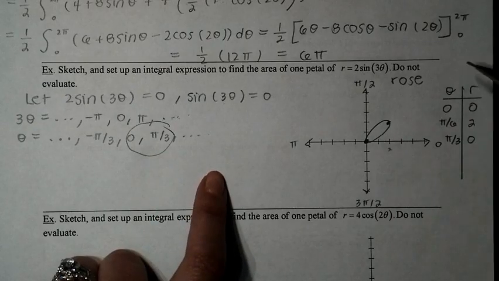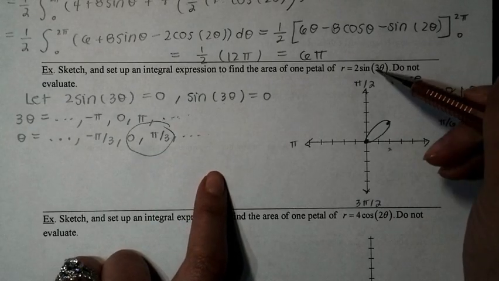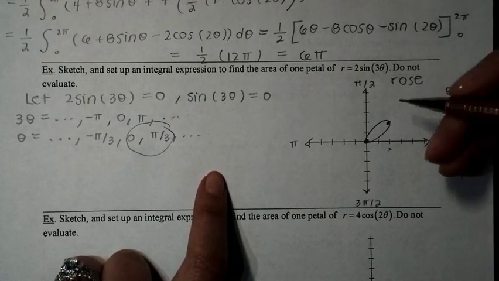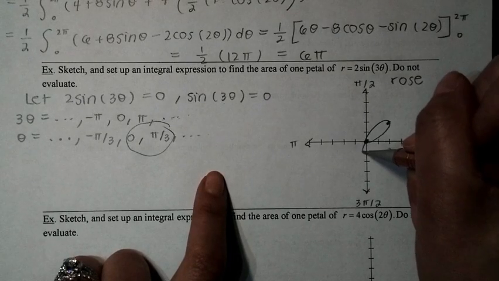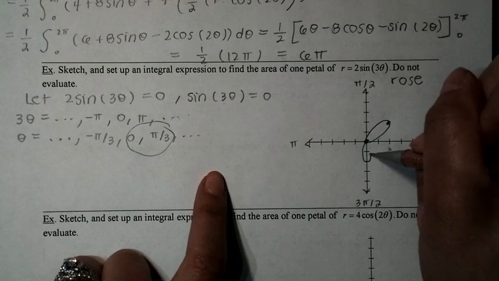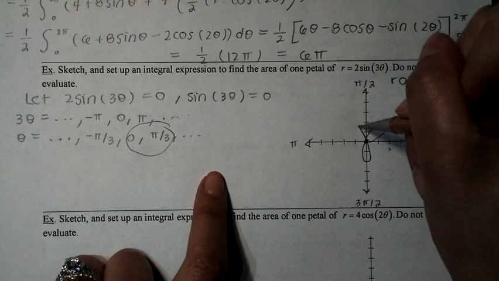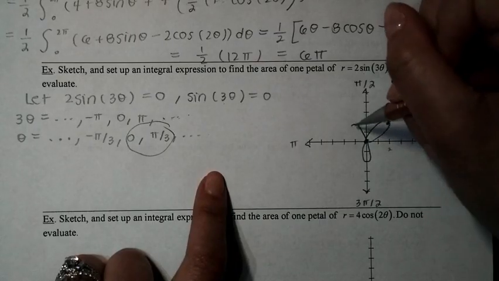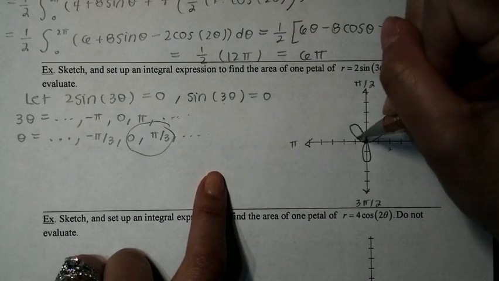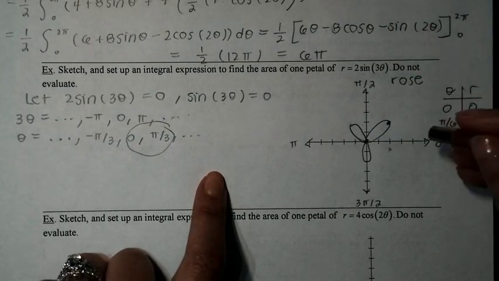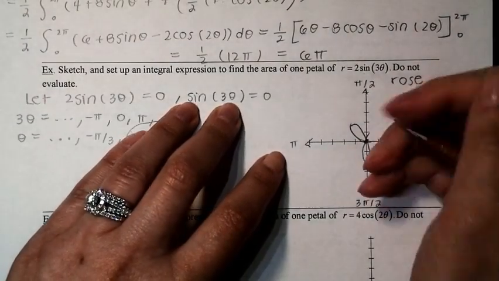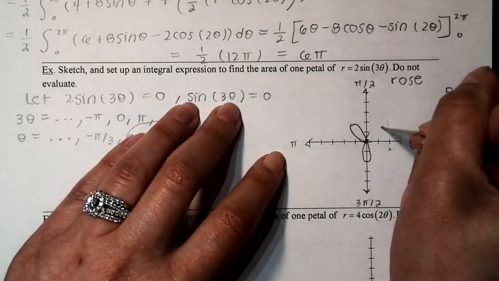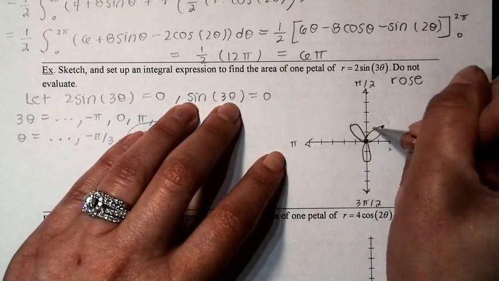You know that you have 3 petals. Why? Because of the 3, the coefficient of the theta. So your second petal would be over here, and your third petal, and this is not proportional, sorry about that, would be somewhere over here. This one I think I made too long, so let me redo that one. It would be something like here. So you have it.